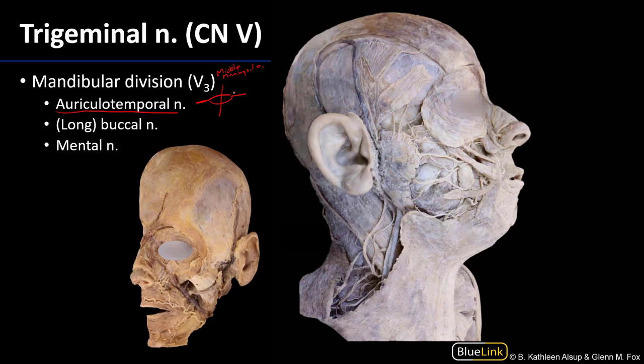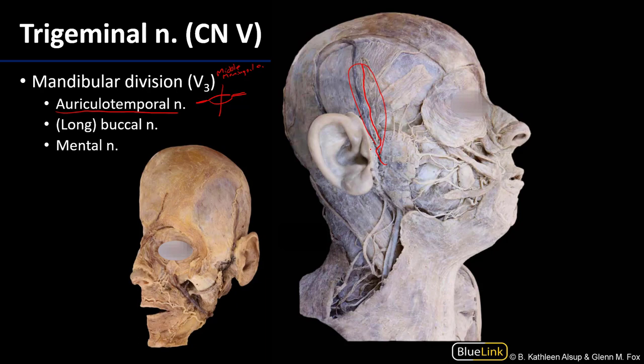But the auriculotemporal nerve continues on posteriorly, and it's going to serve the parotid gland, and it's going to ascend, wrapped up here with the posterior auricular artery and vein, and it's going to be sensory for this area that's anterior to the ear there.